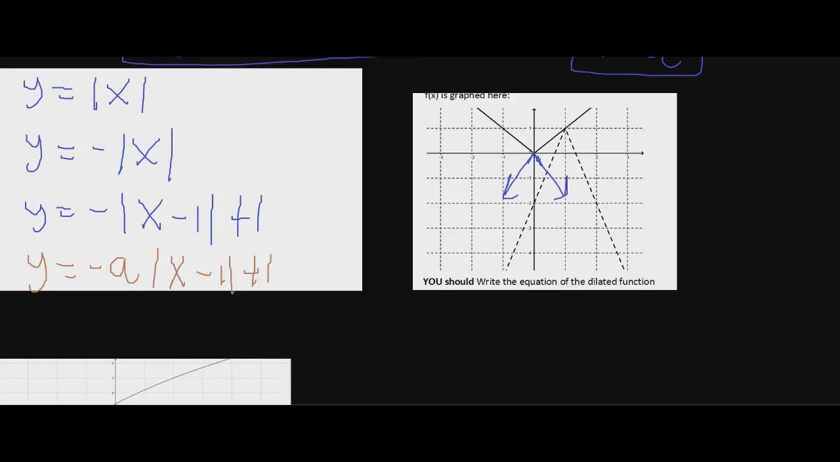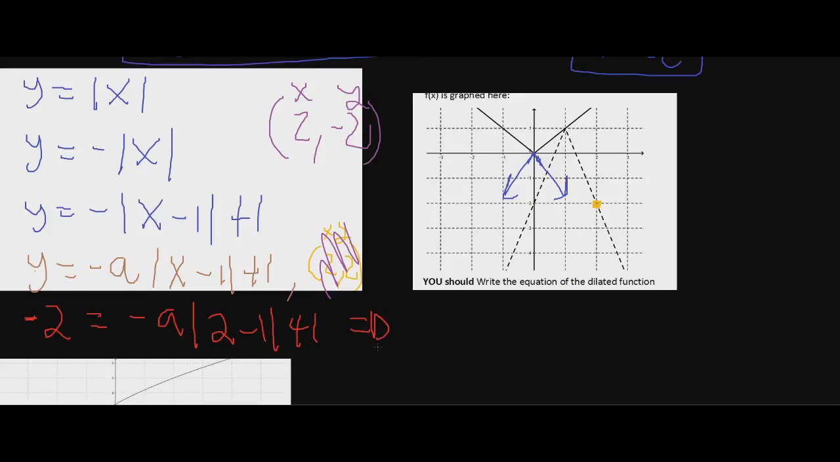First thing I'm going to do is pick a point. Let's choose when x is 2, my y value is negative 2. So I'm going to pick that point there. Now I'm going to plug it in. So down below here, we're going to plug in negative 2 for y. We have negative a times the absolute value of, we're going to plug in 2 for x, so 2 minus 1, plus 1. Let's simplify this. We get negative 2 is equal to negative a times, what's 2 minus 1? That's just 1. So we get the absolute value of 1 plus 1. What is the absolute value of 1? That's just 1. So it's negative a times 1 plus 1. What's negative a times 1? It's just negative a.